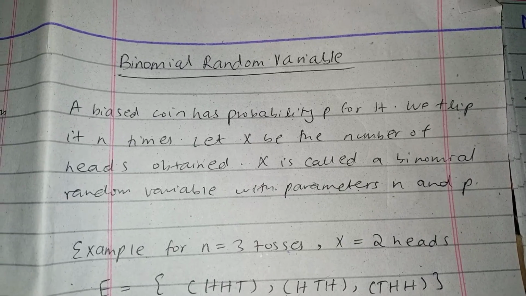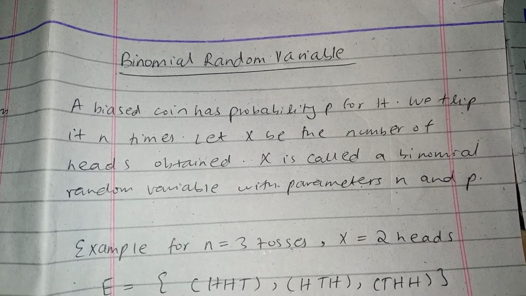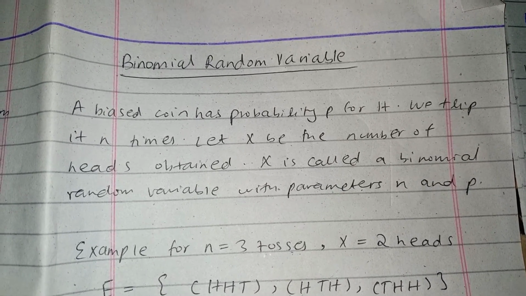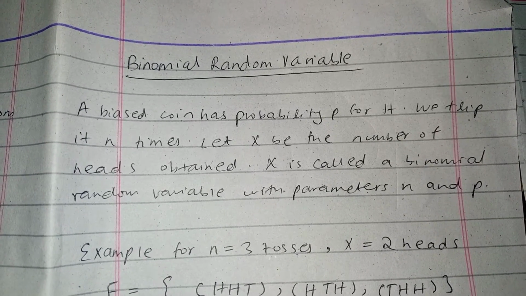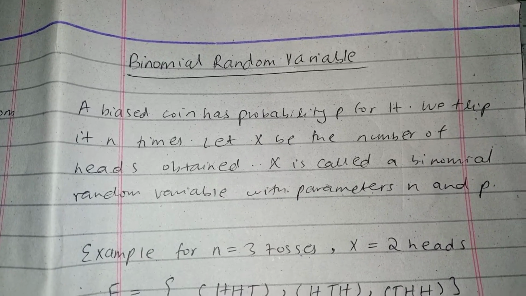Why? X is the number of heads obtained. What are the parameters here? The parameters are n and p. n is the number of times we flip the coin, and p is the probability of obtaining a head.